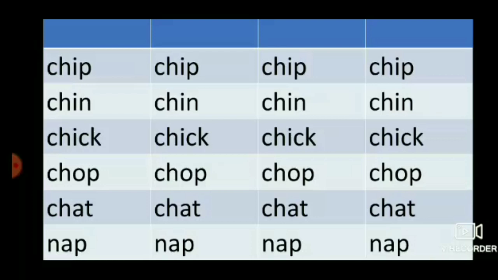Chin, chin, chin, chin. Chick, chick, chick, chick. Chop, chop, chop, chop. Chat, chat, chat, chat. Nap, nap, nap, nap. Okay, so these are our words for today.